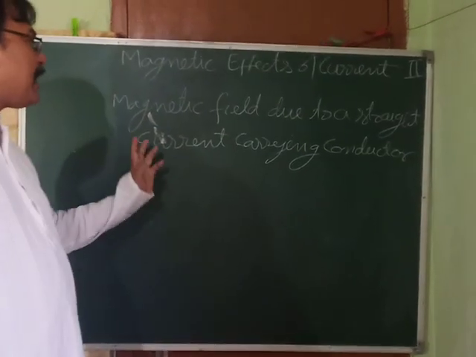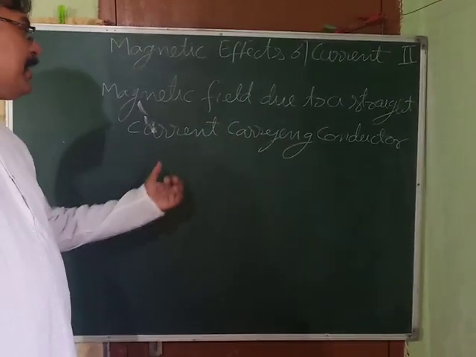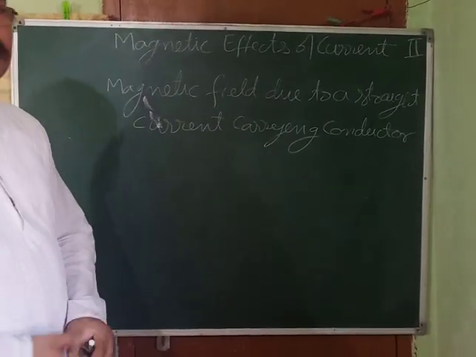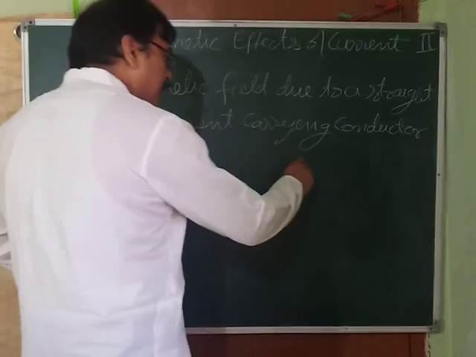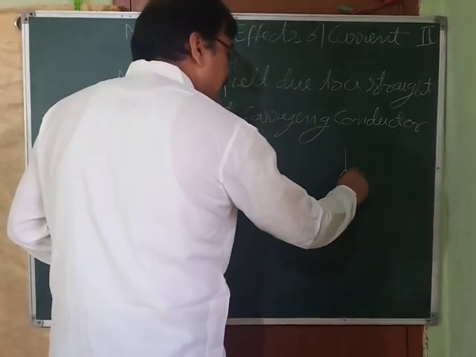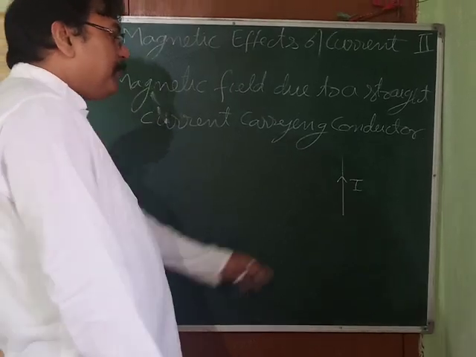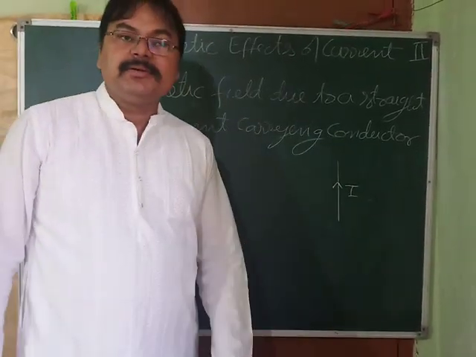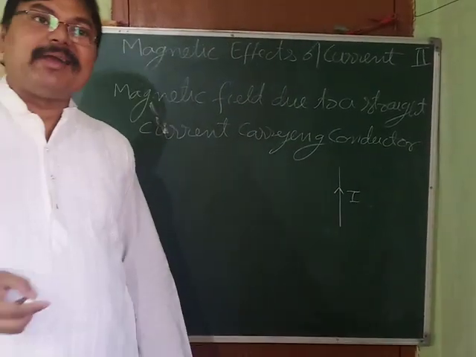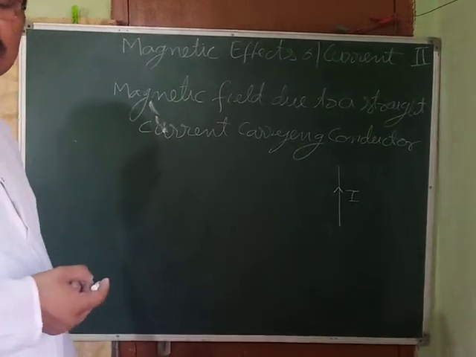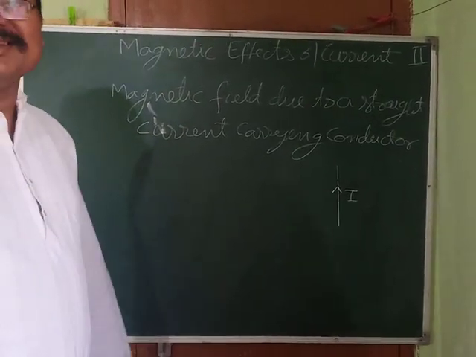So see, magnetic field due to a straight current carrying conductor. Suppose you have got a wire which is carrying current I. It will produce its magnetic field around it. So what will be the strength of that magnetic field? What will be the value of that magnetic field? That we are going to discuss here.